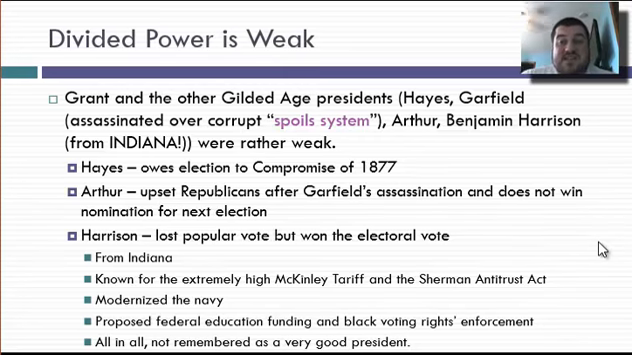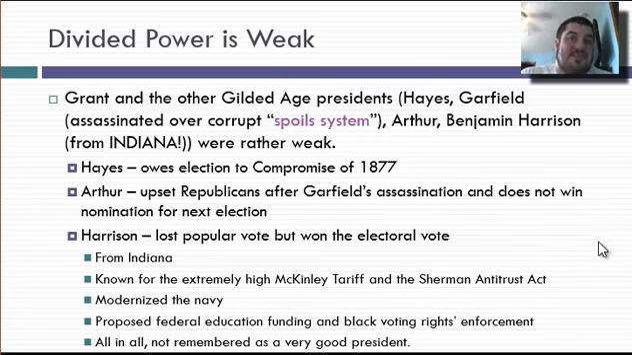Grant and the other Gilded Age presidents are very weak in leadership. That's the word to remember. They are weak. Garfield is assassinated over the corrupt spoils system, or giving a job to somebody who is a loyal party supporter regardless of their qualifications. Benjamin Harrison is the only president from Indiana, and he is in the late 1880s, and he is a weak leader as well. Hayes owes his own election to the Compromise of 1877. In the 1876 election, he didn't have enough votes. Chester Arthur upsets Republicans after Garfield's assassination, and he doesn't win the nomination for the next election.